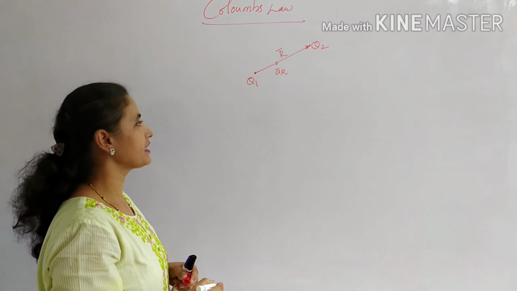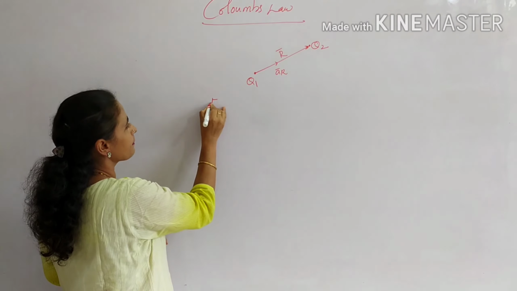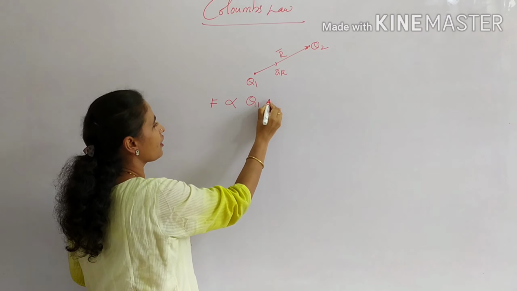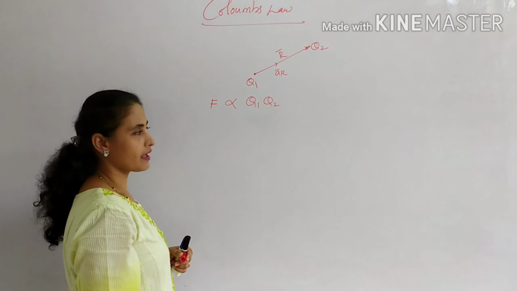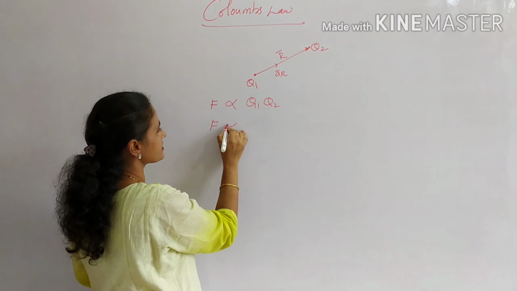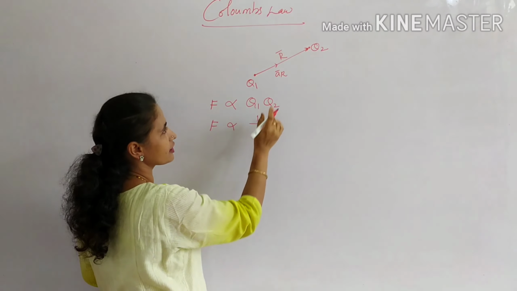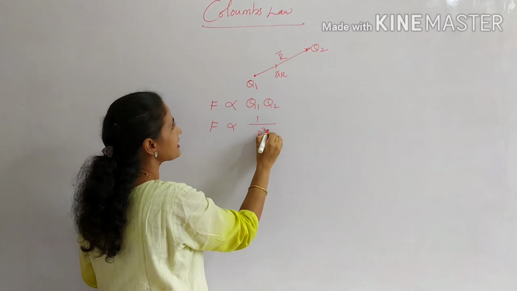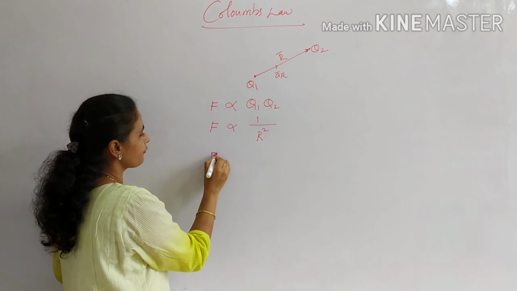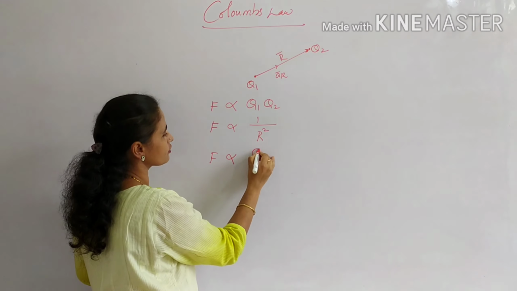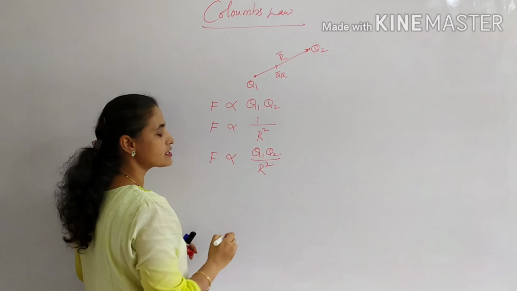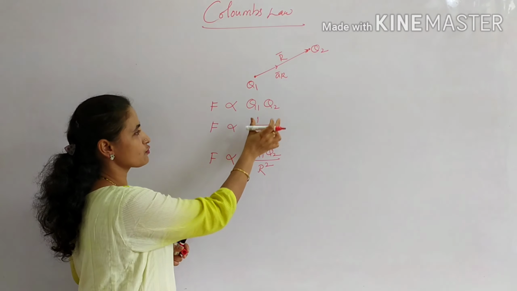Then Coulomb's law defines that the force between the two charges is directly proportional to the product of these two charges, and also inversely proportional to the square of the distance between them. Combined together, force is directly proportional to the product of the two charges and inversely proportional to the square of the distance between them.